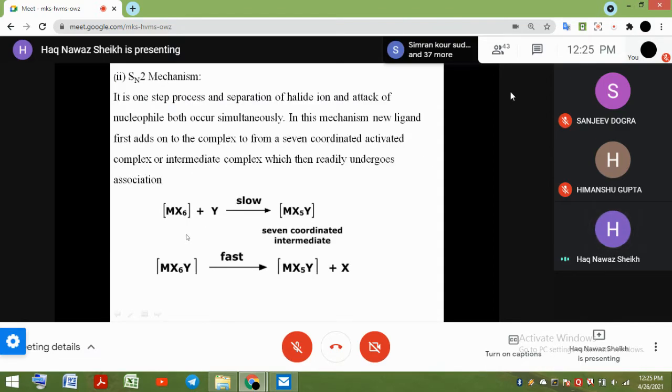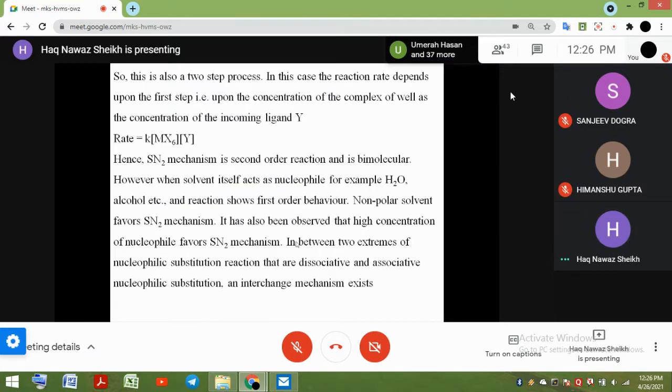Then the SN2 mechanism: it's a one-step process where separation of the halide ion and attack of the nucleophile occur simultaneously. In this mechanism, the new ligand first adds to the complex to form a 7-coordinated intermediate, from which one ligand departs in a fast step to generate a 6-coordinate substituted product. This is also a sort of two-step process, where the reaction rate depends upon the concentration of the complex as well as the concentration of the incoming group. Hence, the SN2 mechanism is second order and is bimolecular.